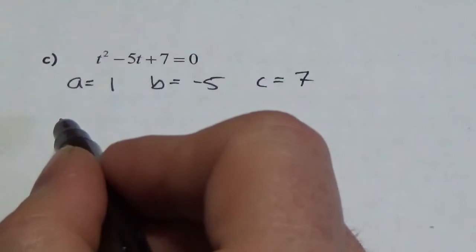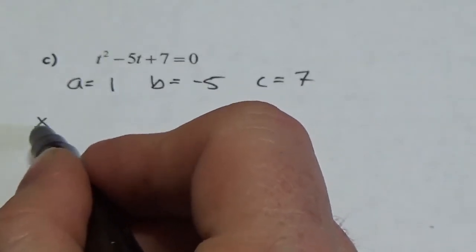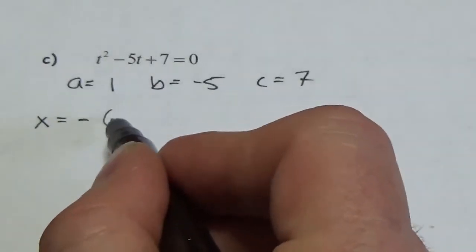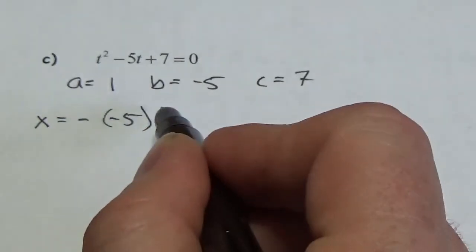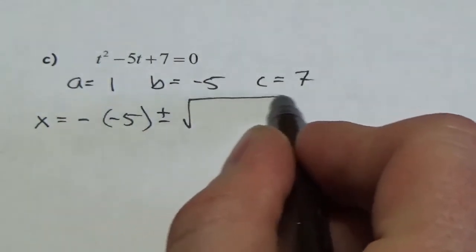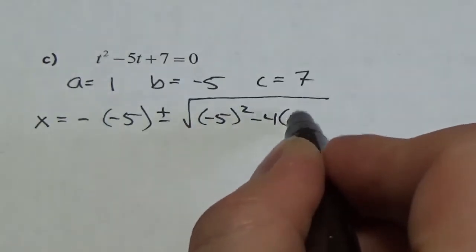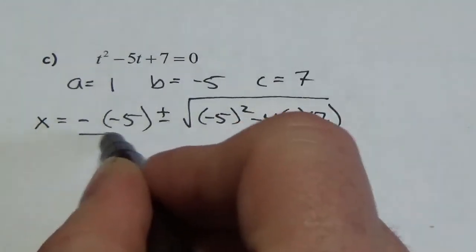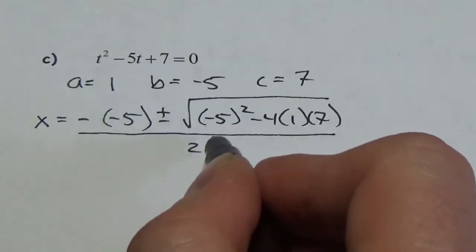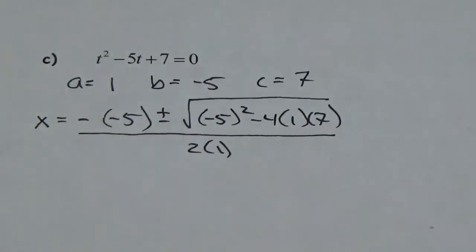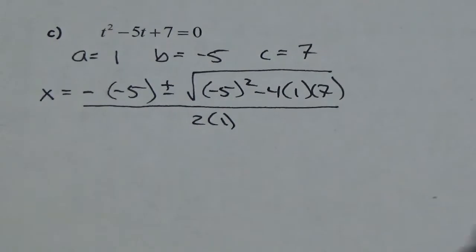And so once again, I'm just going to plug this into my quadratic equation. So x is going to be equal to the negative of the b value, which in this case is negative 5, plus or minus the square root of b squared minus 4 times a times c. That's all over 2 times a. So you just got to get used to doing that, to plugging that in.